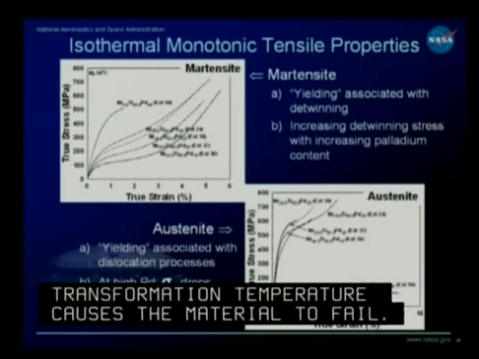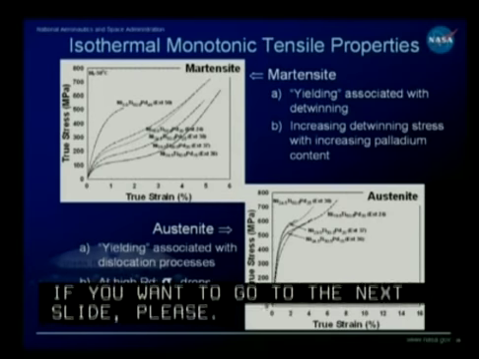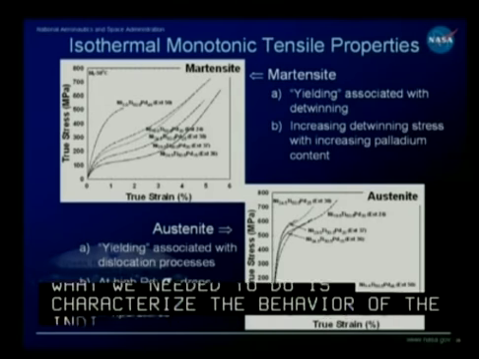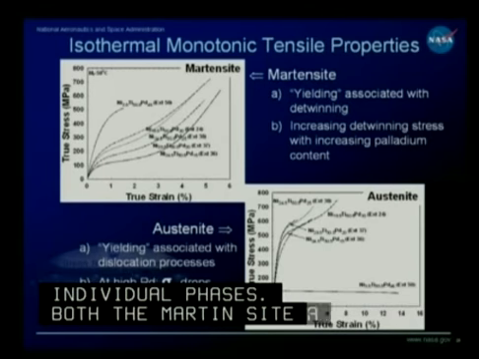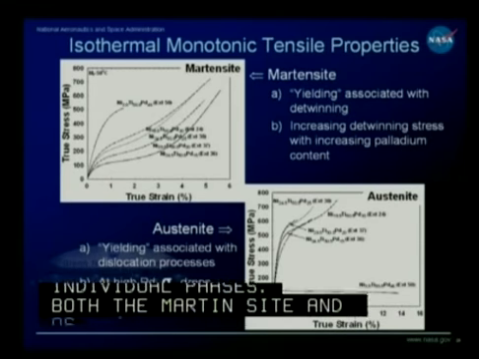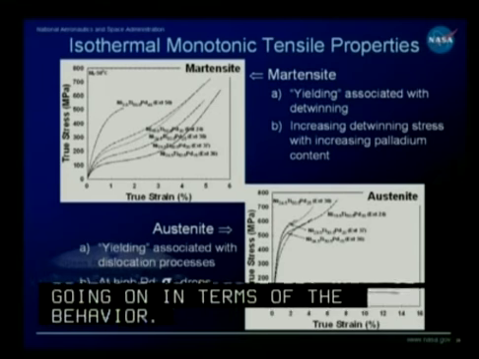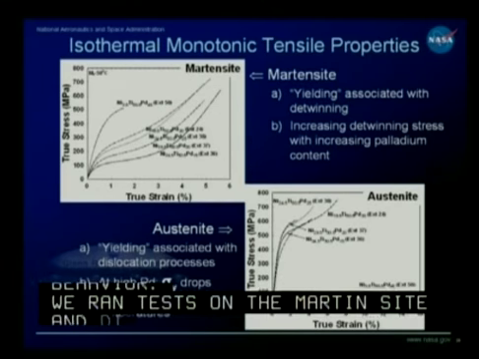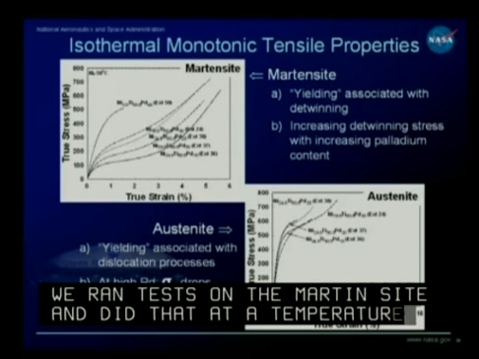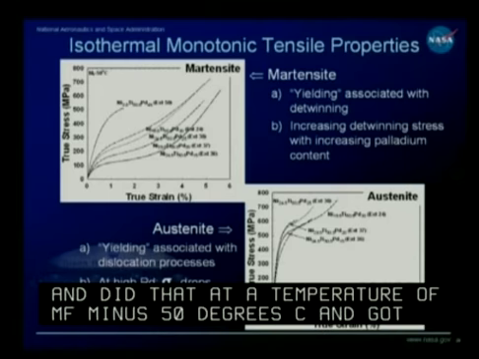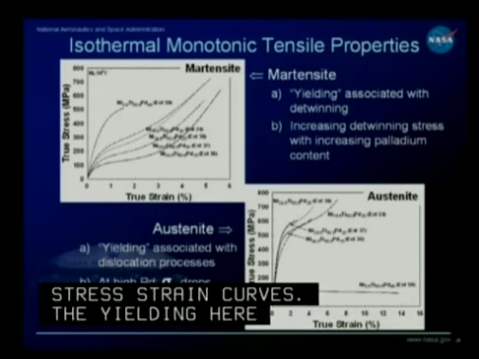What we needed to do is characterize the behavior of the individual phases, both the martensite and austenite, and figure out what was going on in terms of their mechanical behavior. So we just ran isothermal tensile tests on the martensite, and we did that at a temperature of the Mf minus 50 degrees C and got stress strain curves. In this particular case, what looks like a stress strain curve, the yielding here actually represents the onset of the detwinning process in these materials.